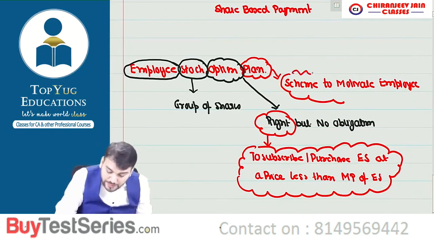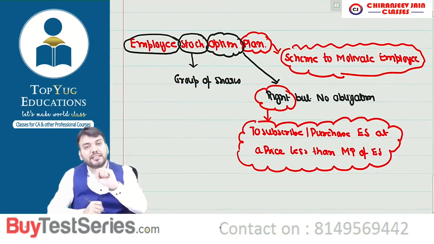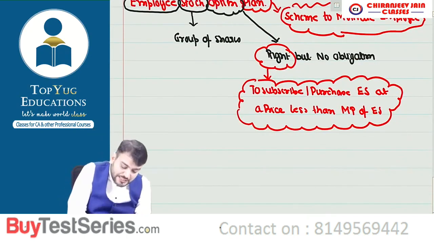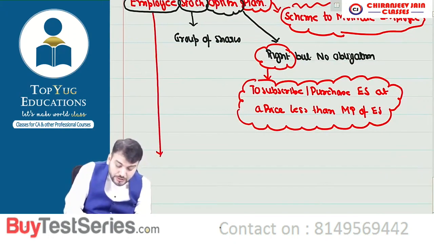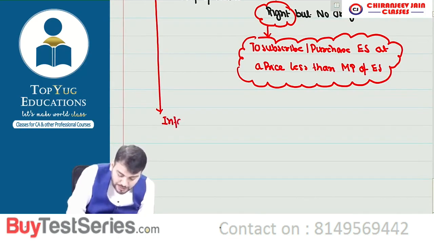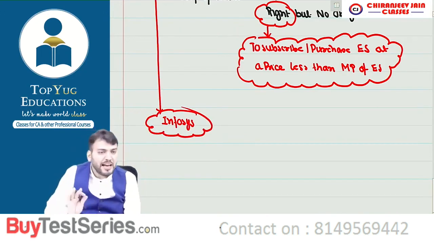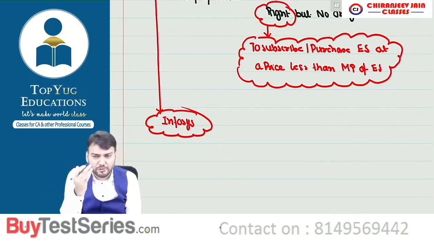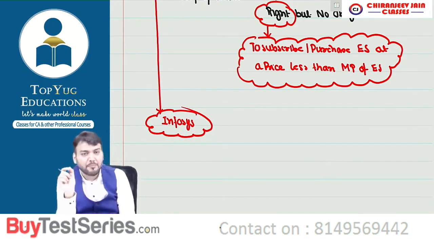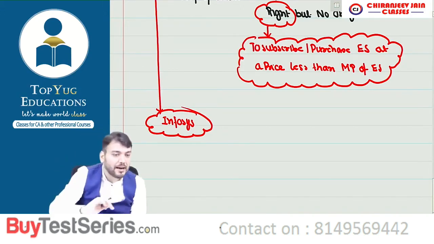So this is a scheme to motivate employees. But what was the need? इसका need क्या था? Normally what happened? This employee stock option plan was first introduced by Infosys in India. I think everyone knows Infosys. This is an IT based company, and you also know that Infosys is totally dependent upon their technical employees. Means their main asset is the human resource who are working in their company.